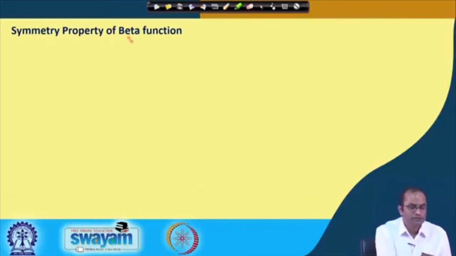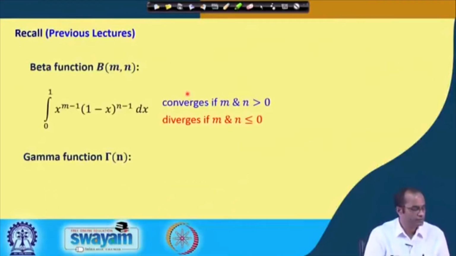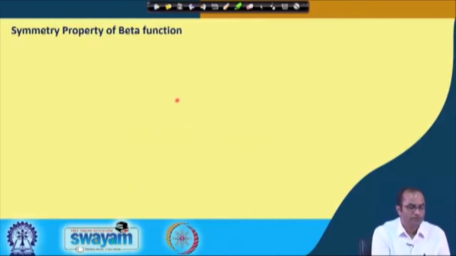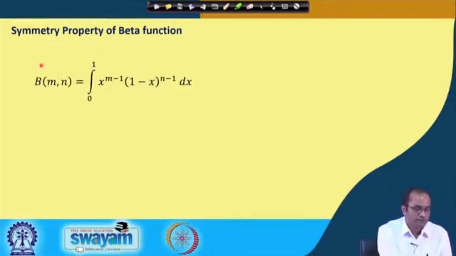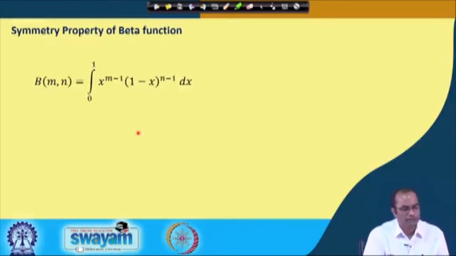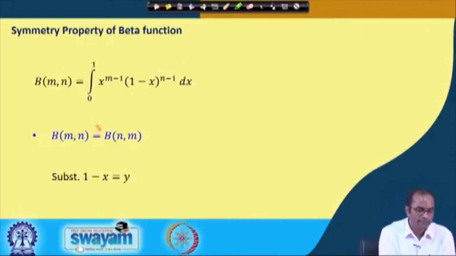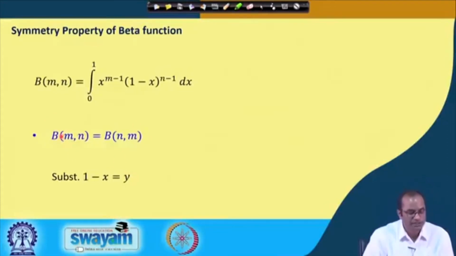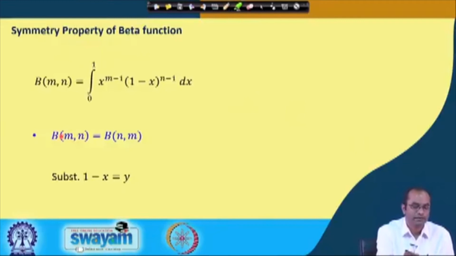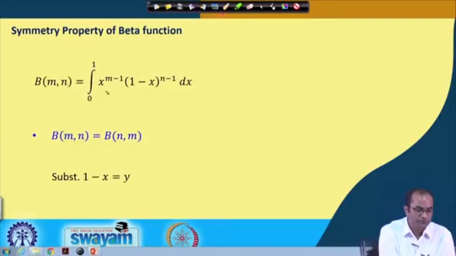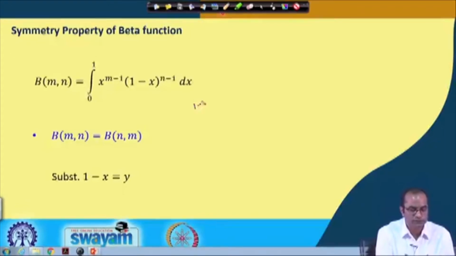First we will discuss one nice property of the beta function, which is the symmetry property. This is the improper integral for B(m,n), and if we substitute 1 minus x equal to y, then we can easily see that B(m,n) is equal to B(n,m). So, let us do it here. If we substitute 1 minus x equal to y, that means minus dx is equal to dy, and then this integral.